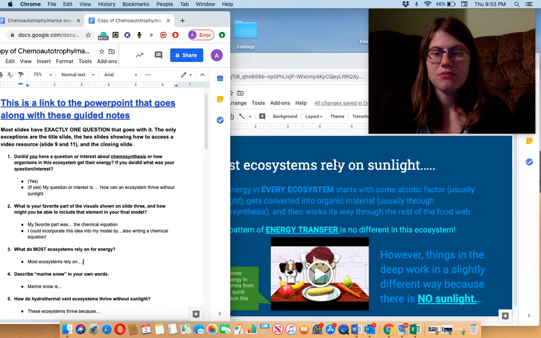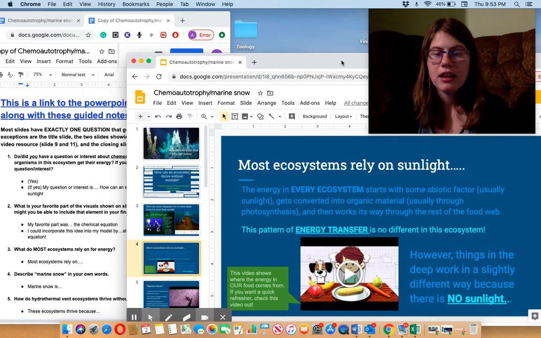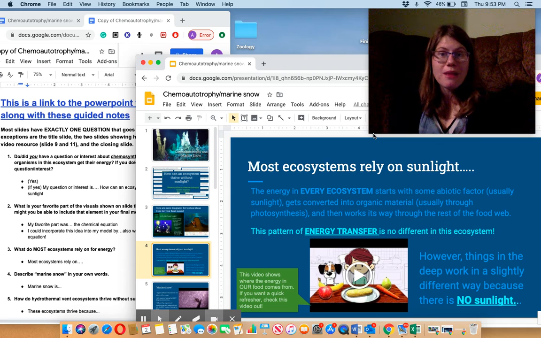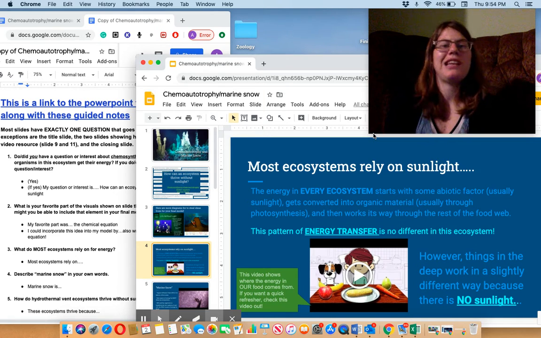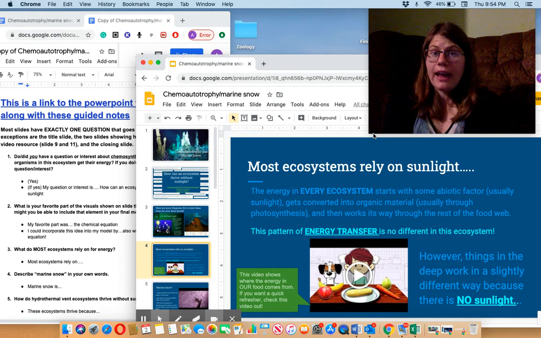Well, most ecosystems rely on sunlight. In fact, pretty much everything you've ever eaten got its energy from sunlight. Actually, I guarantee you, unless you went down to the bottom of the sea and got one of these organisms to eat, everything you ate came from sunlight. Well, it used the energy of sunlight to grow.